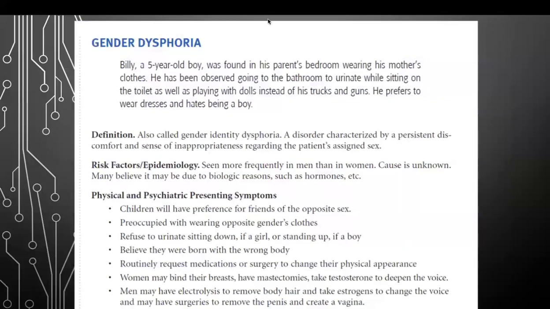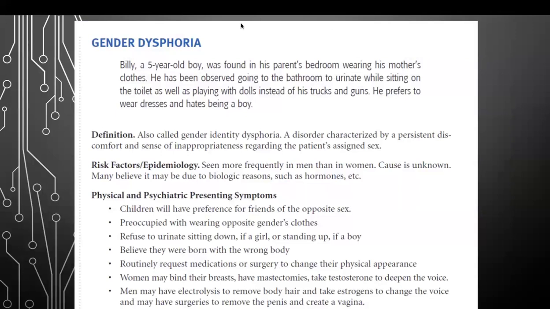All right, moving on. So this is all about personality disorder, very, very important for your exam. Now, we are talking about gender dysphoria. So there are some gender disorders that come up in the exam.